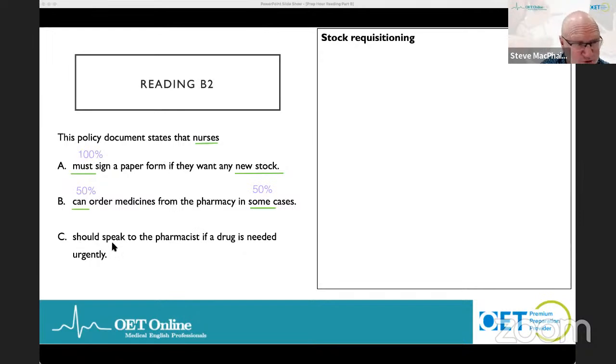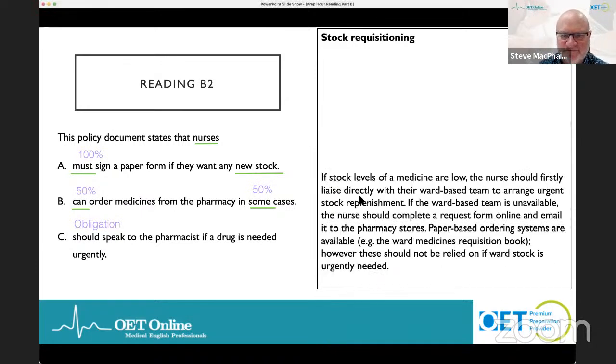That nurses should speak to the pharmacist if a drug is needed urgent. Okay, they should. So this isn't a must, but it's close to a must. Should is an obligation, right? It's a modal verb as well, like can, but it's an obligation, something you should do. Not quite as strong as must, but very, very close. You know, it's advised, should speak. All right, so there's that choice. I like these questions. I feel when you get one like this with analysis, we should be able to come up with the answer. Let's hope the reading is not too long.